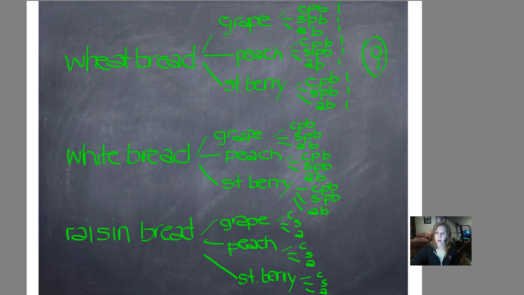White bread with grape and chunky peanut butter. White bread with grape and smooth peanut butter. White bread with grape and almond butter. White bread with peach and chunky peanut butter. White bread with peach and smooth peanut butter. White bread with peach and almond butter.